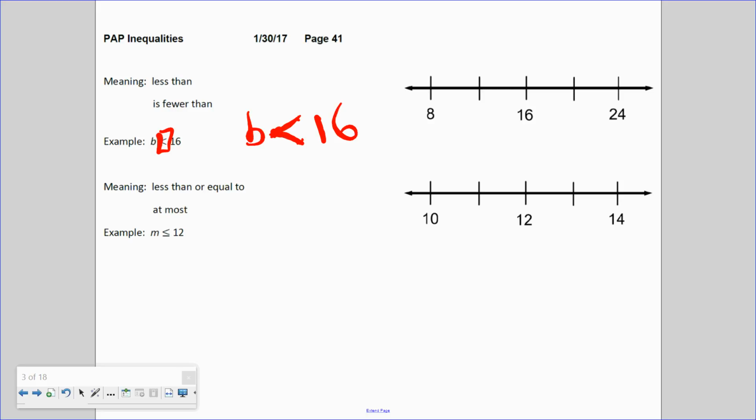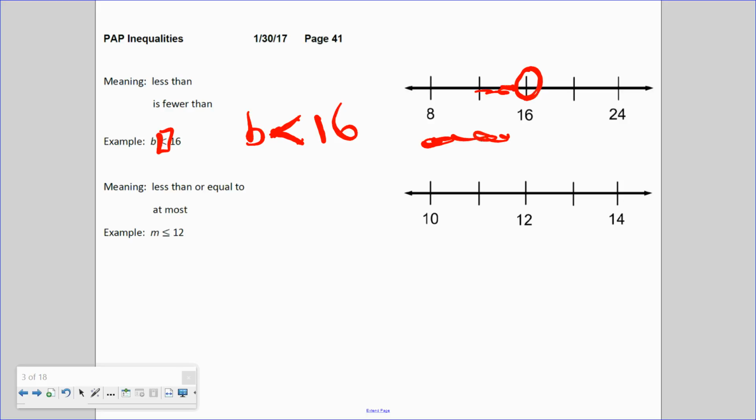So let's show that on here. Can you give me some numbers that are less than 16? Which of these numbers would be less than 16? Would it be 8 or would it be 24? Well, 8 is less than 16. Would 16 be less than 16? No. So to represent it on a number line, you draw an open dot. You're saying that 16 is not less than 16.